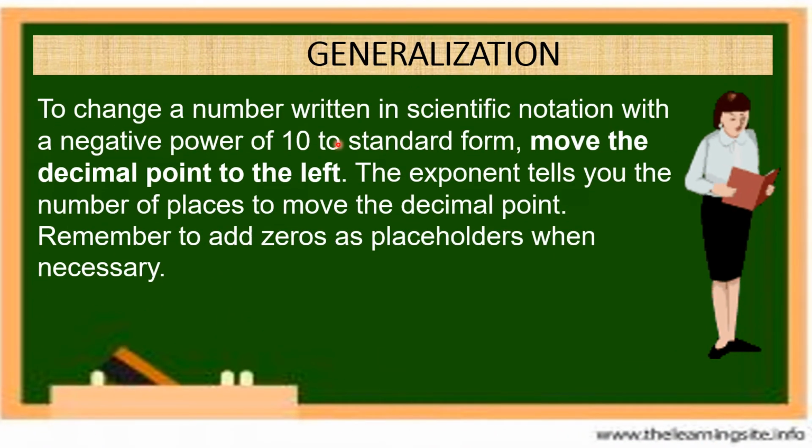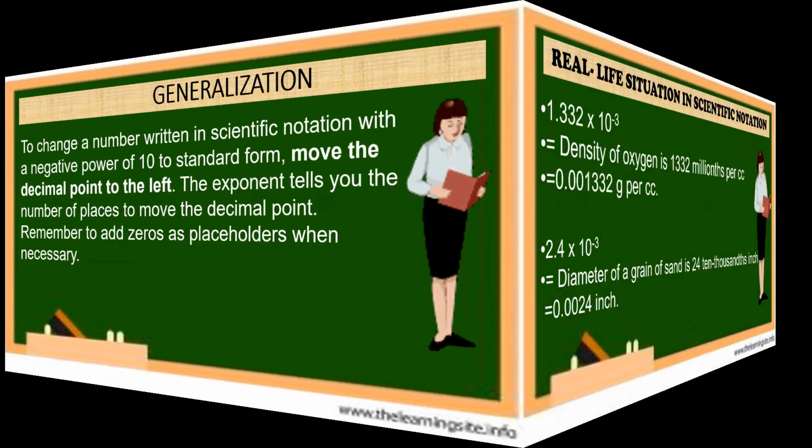To change a number written in scientific notation with a negative power of 10 to standard form, move the decimal point to the left. The exponent tells you the number of places to move the decimal point. Remember to add zeros as placeholders when necessary.